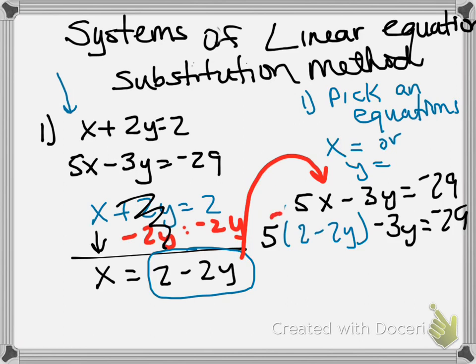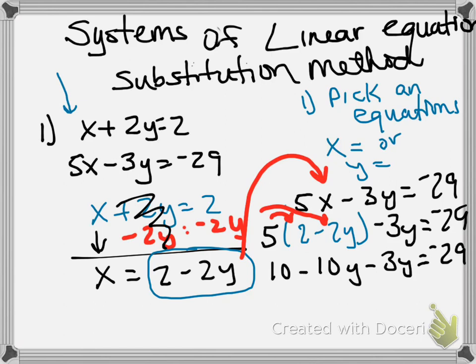Now we're going to distribute, so I'm going to multiply 5 times 2 and then take 5 and multiply it to the other guy. And so when I do, I get 5 times 2 is 10, minus 5 times a negative 2y makes it a negative 10y, and then I have minus 3y equals a negative 29.